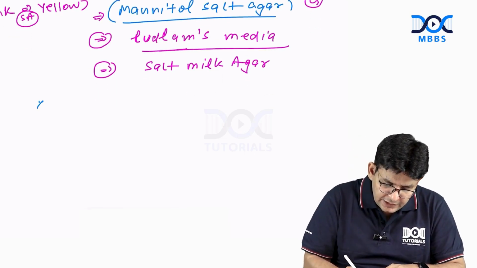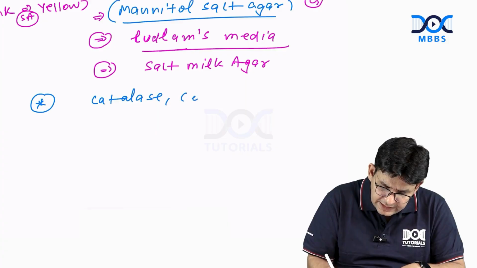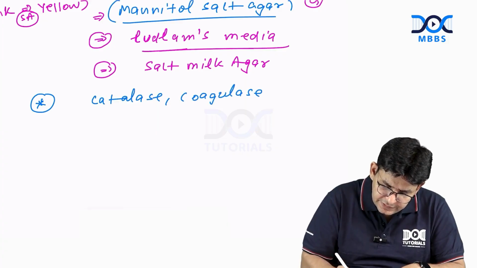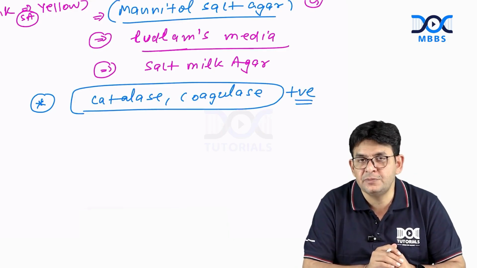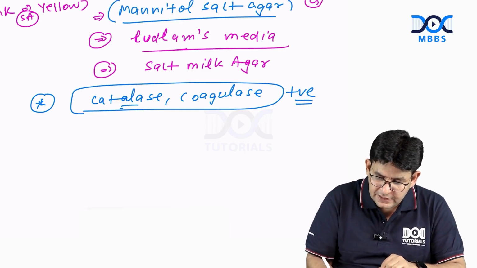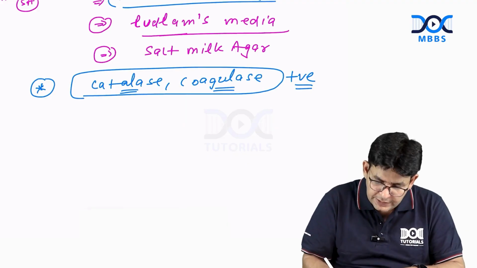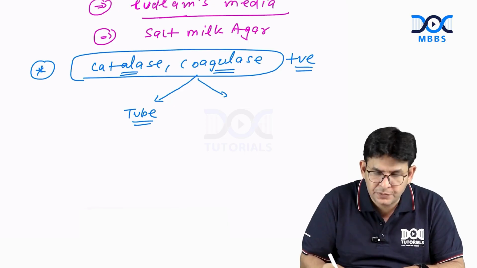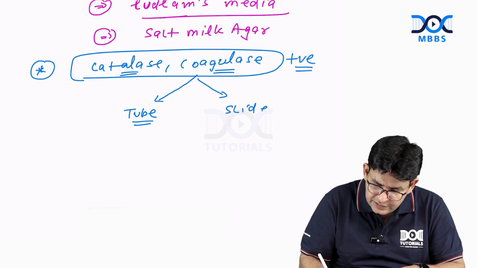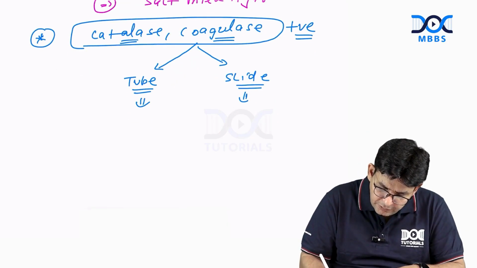Now, other than that, you already know that this Staph aureus is both catalase positive and coagulase positive. And coagulase is actually the reaction which determines the pathogenicity. In the starting, I have already told you, this coagulase is of two types. One is the tube coagulase test, which you do in the tube, and one is the slide coagulase test, which you do on the slide. The slide coagulase test determines the bound form of the coagulase.